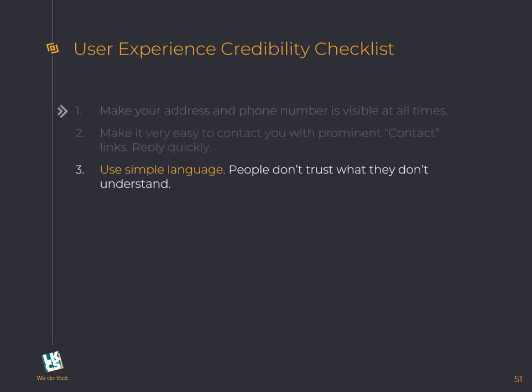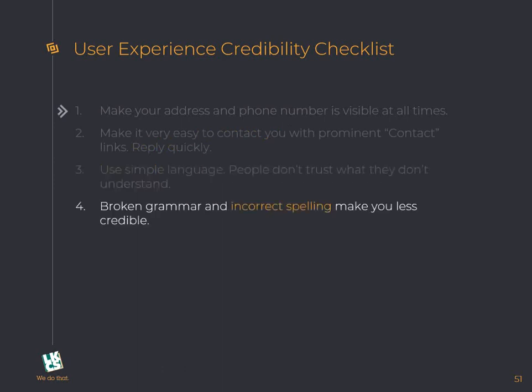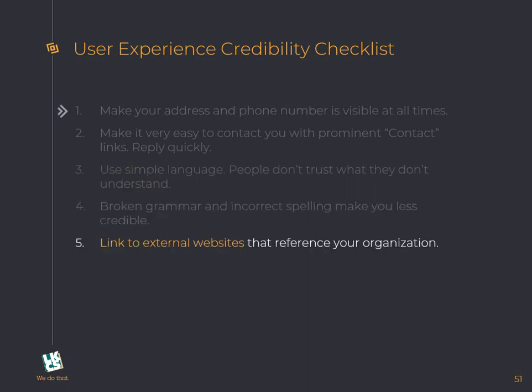Use simple language, right? People don't trust what they don't understand. You want to be credible, so speak to people in the language that they speak. Broken grammar and incorrect spelling makes you less credible. We see it all the time, and it happens, right? It's going to happen, but when you see it, fix it. Link to external websites that reference your organization. People want to see sites that link back to you and say good things about you and that you're, again, doing things out in your communities. So link to them. It also helps SEO, by the way.